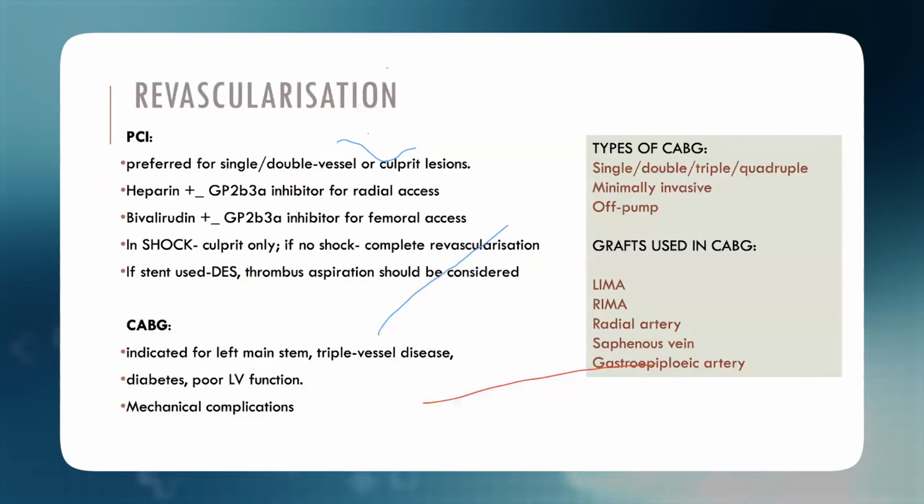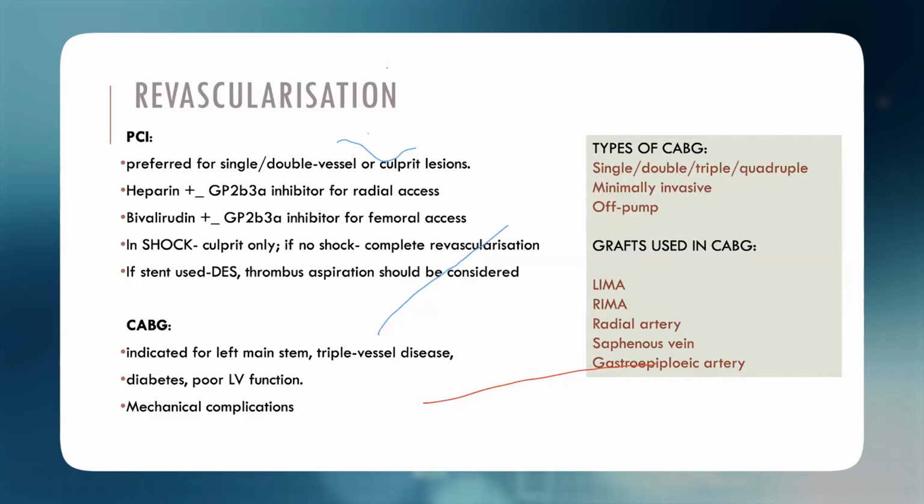Revascularization, PCI, preferred for single or double vessel or culprit lesion. Heparin or GP2B3A inhibitors for radial access. These are all nice guidelines, okay? Heparin is for radial access, they say. Bivalirudin is for femoral access, they say. In India, we use only heparin.